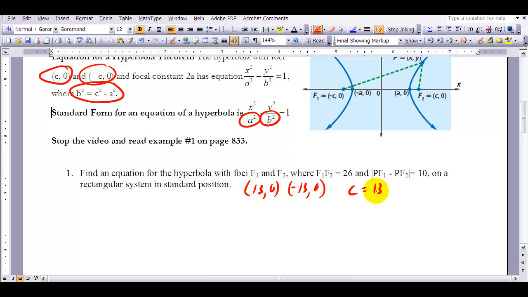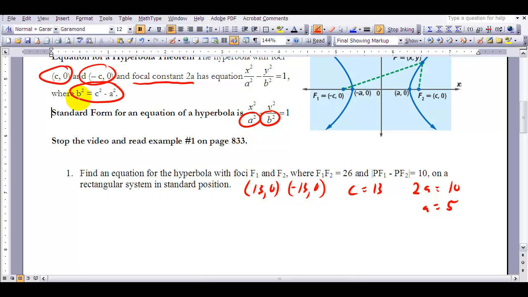Now, the second piece of information is that would be my focal constant. So that's that value for the focal constant, and the focal constant we know is equal to 2a if it's on the x-axis. So that means that 2a is equal to 10, therefore a is equal to 5. So we've gotten two of the three things that I need to know to find my equation.